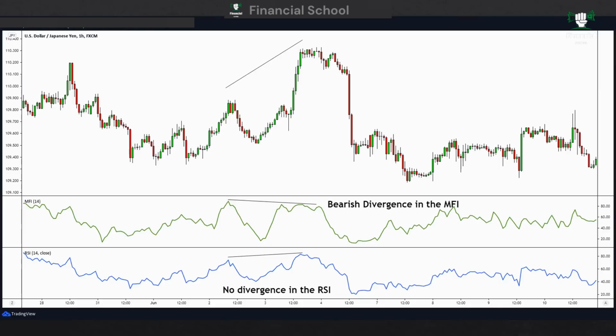In this chart, we can see an example of the money flow index indicator showing a bearish reversal divergence when the RSI was showing no divergence at all. You can use these different types of divergences to confirm each other, for example.